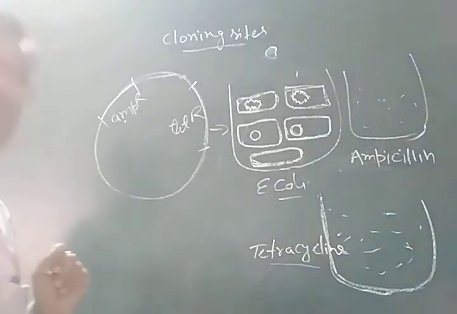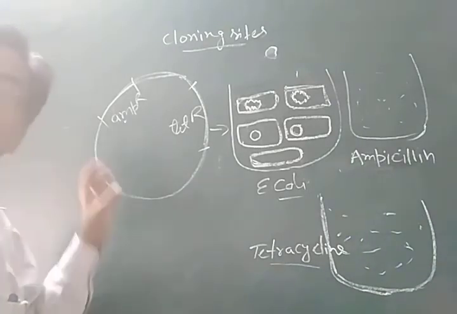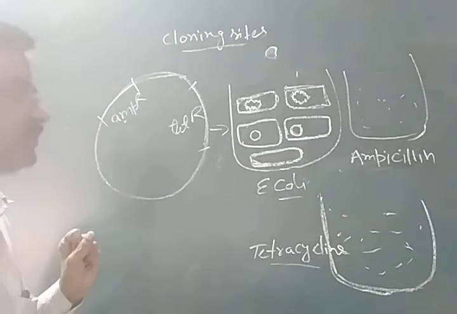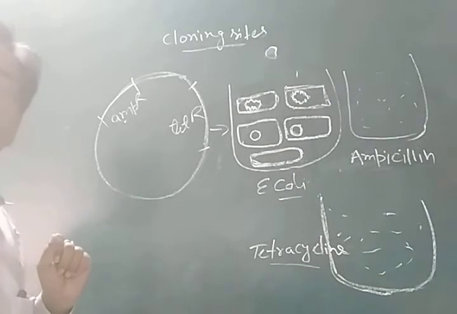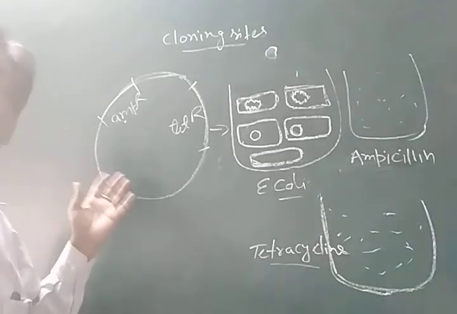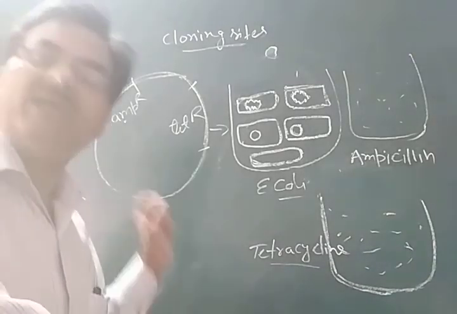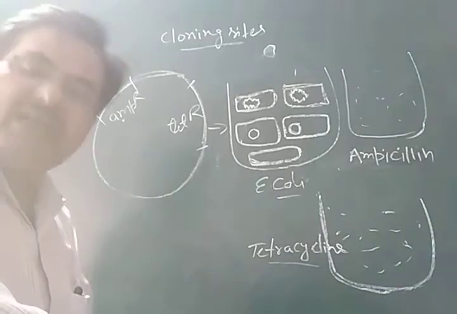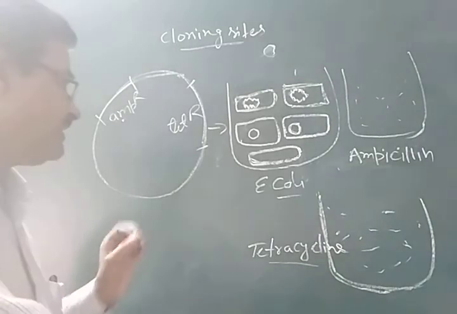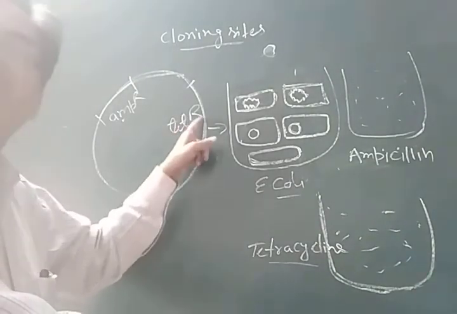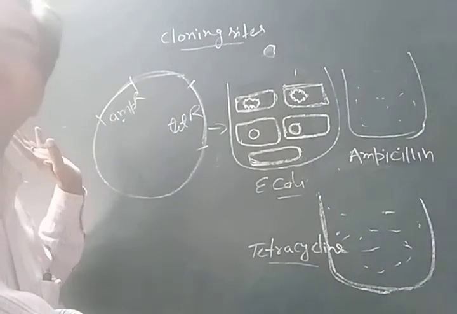Because we require a large number of these plasmids, we require a large number of recombinant DNA for the transformation of a large number of bacteria. And also we require a large number of foreign DNA. So we can ligate the foreign DNA, or desired DNA, or any alien piece of DNA, either in the tetracycline resistance gene or in the ampicillin resistance gene.